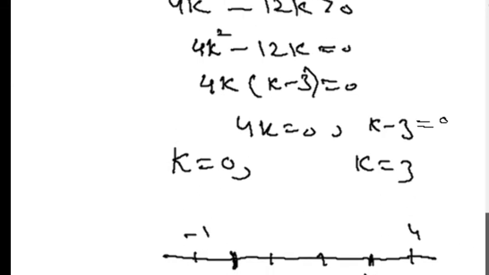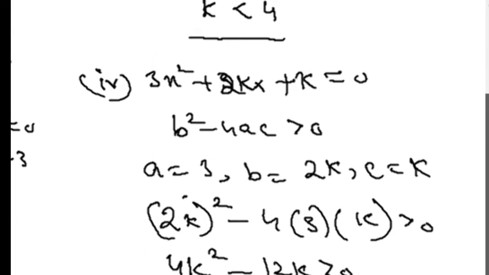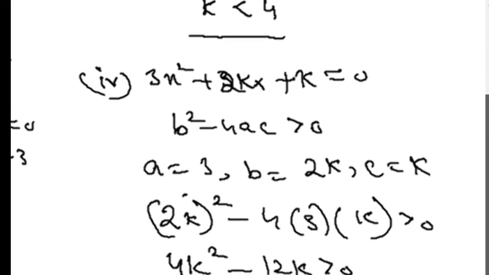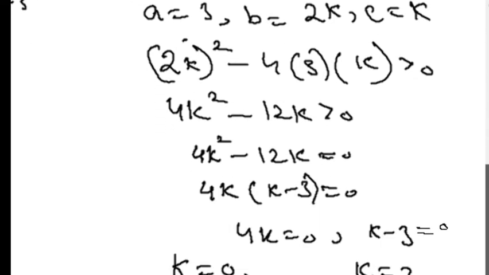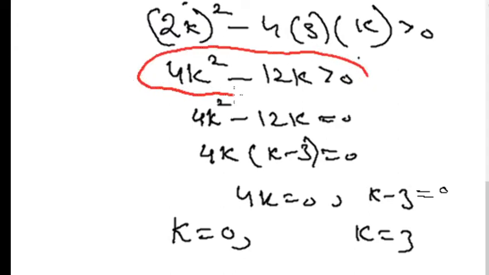Now the set of values of k they want, the set of values of k for which this expression has two real roots. Now this is the condition, we need this condition to be satisfied. We will be needing the values of k. Those values of k will be our solutions which satisfy this condition.